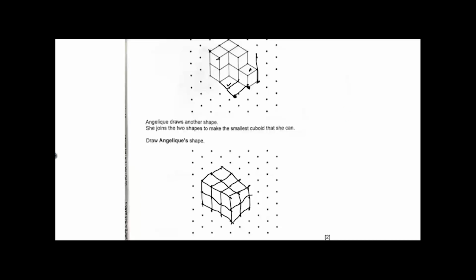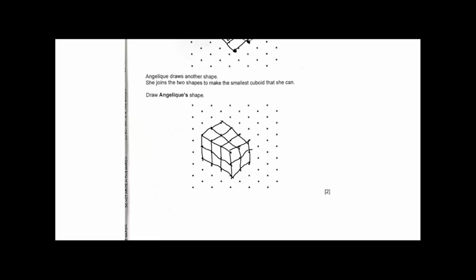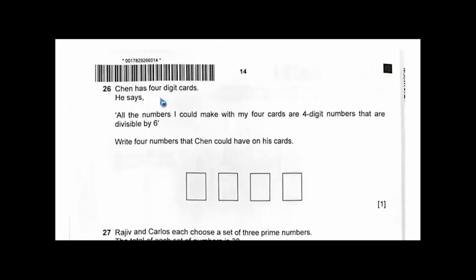Okay, so let's go to the next question. Okay, so the next question will be this. Chen has 4-digit cards. He says all the numbers I could make with my 4 cards are 4-digit numbers that are divisible by 6. Write 4 numbers that Chen could have on his cards.